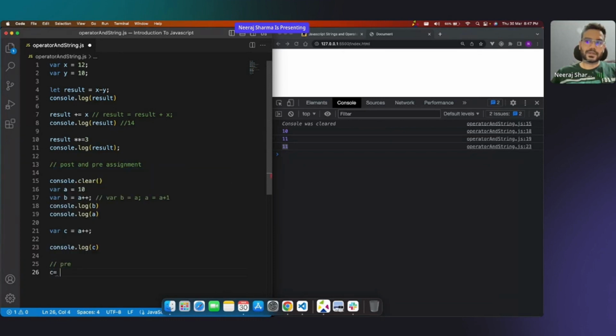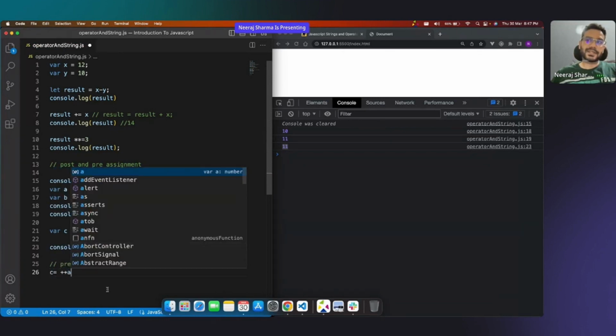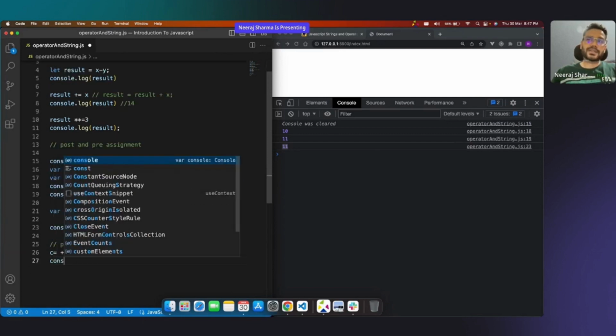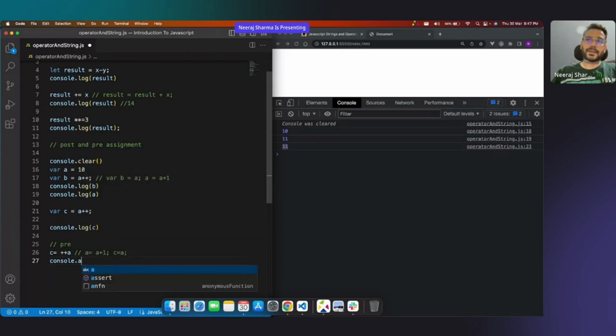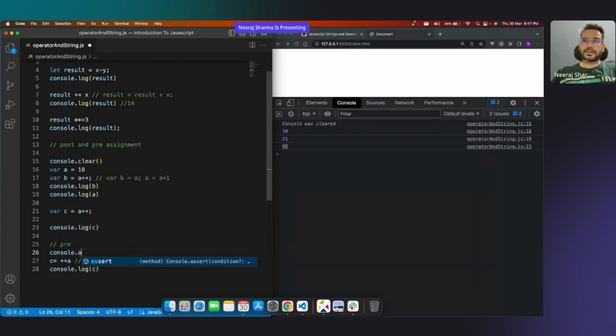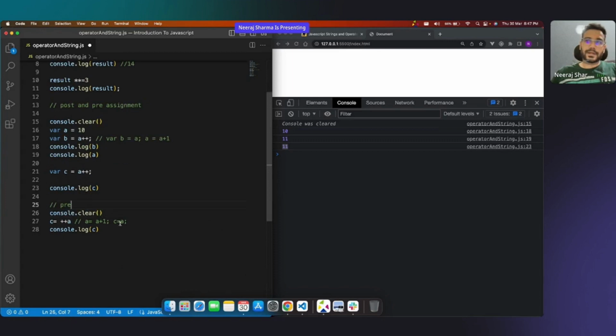Now, if I need to do the pre, the same stuff, right? If I say c equals plus plus a, it means a equals a plus 1 will happen first, then c equals a will happen. Now, in this case, what will be the value of c? Can you guys tell me? Okay, I'll do console.clear here, and let me do one more thing. I'll reassign a, a equals 12. Now tell me what the value will be.